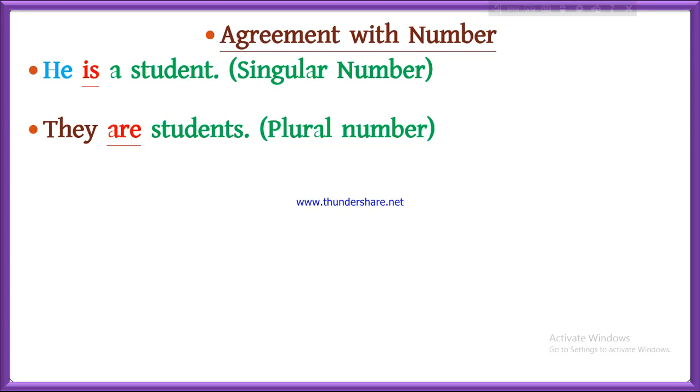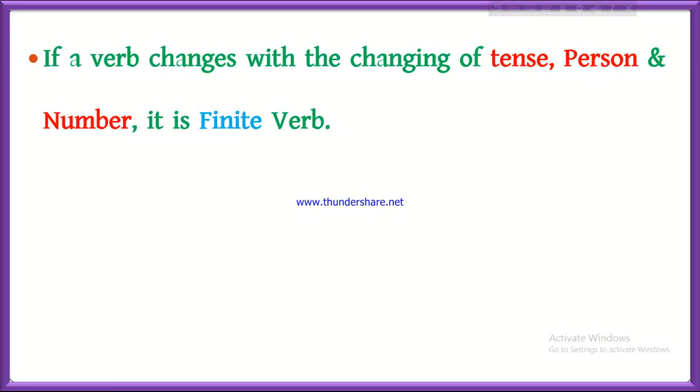So if a verb changes with the changing of tense, person and number, it is called finite verb. Since verb has agreement with tense, person and number, if any verb changes with the changing of tense, person and number, it is called finite verb. Now let us go to the examples here.